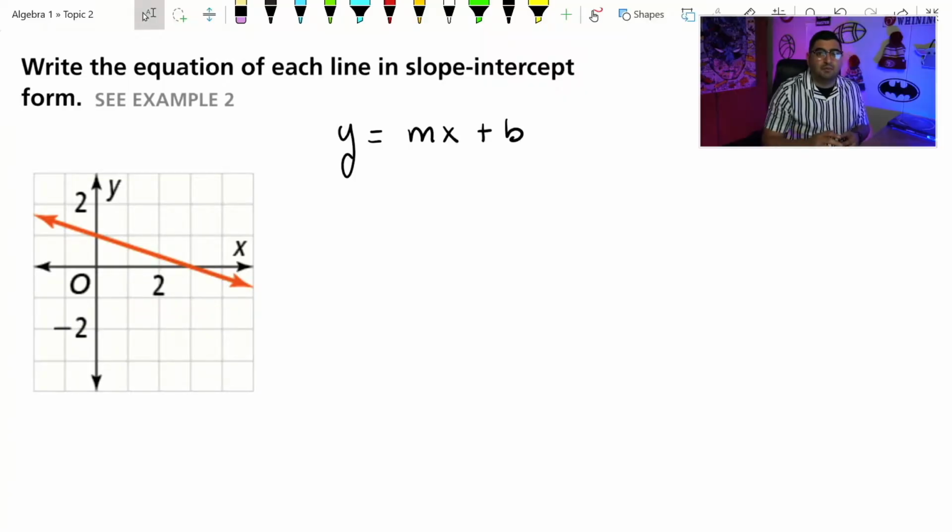Today we're going to be talking about how we can use the slope-intercept form to write the equation when we're given a graph. So let's go ahead and look at some graphs. What we want to do is look at this line and see if we can write the equation that represents it. And we can, if we use the slope-intercept form.